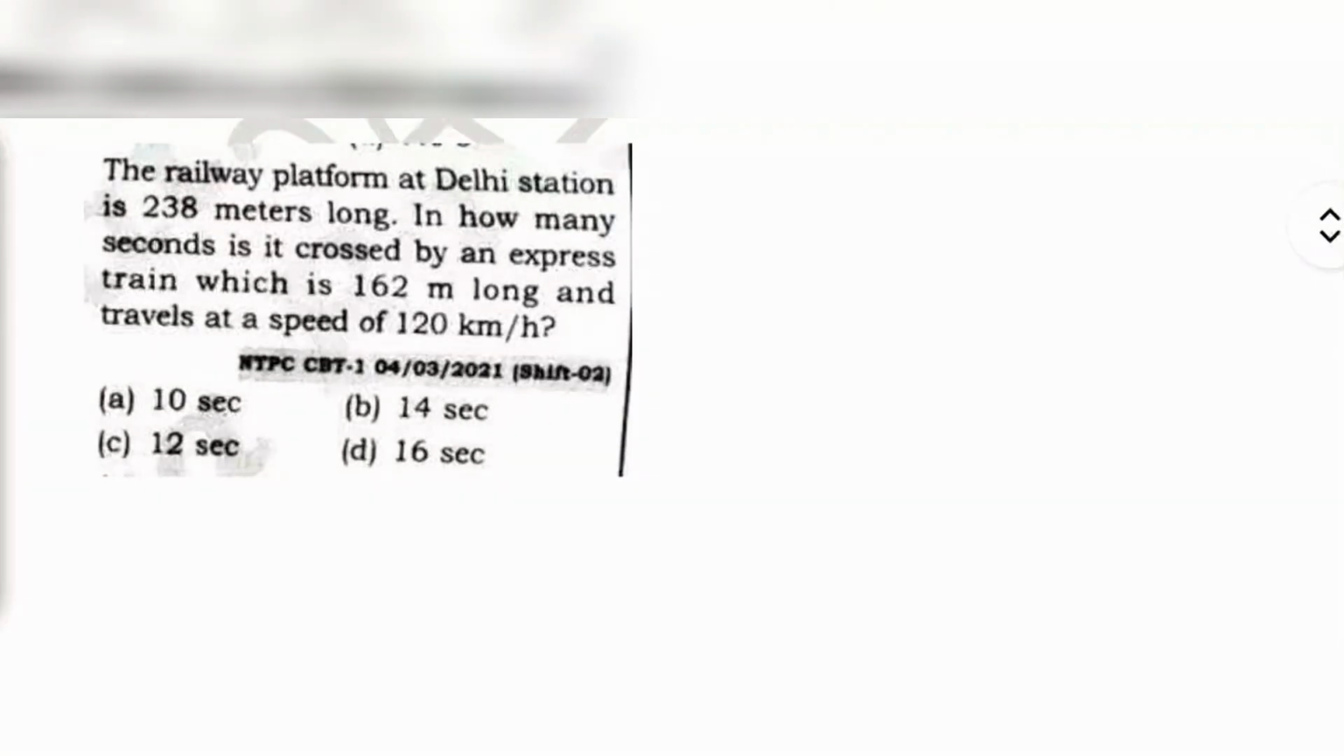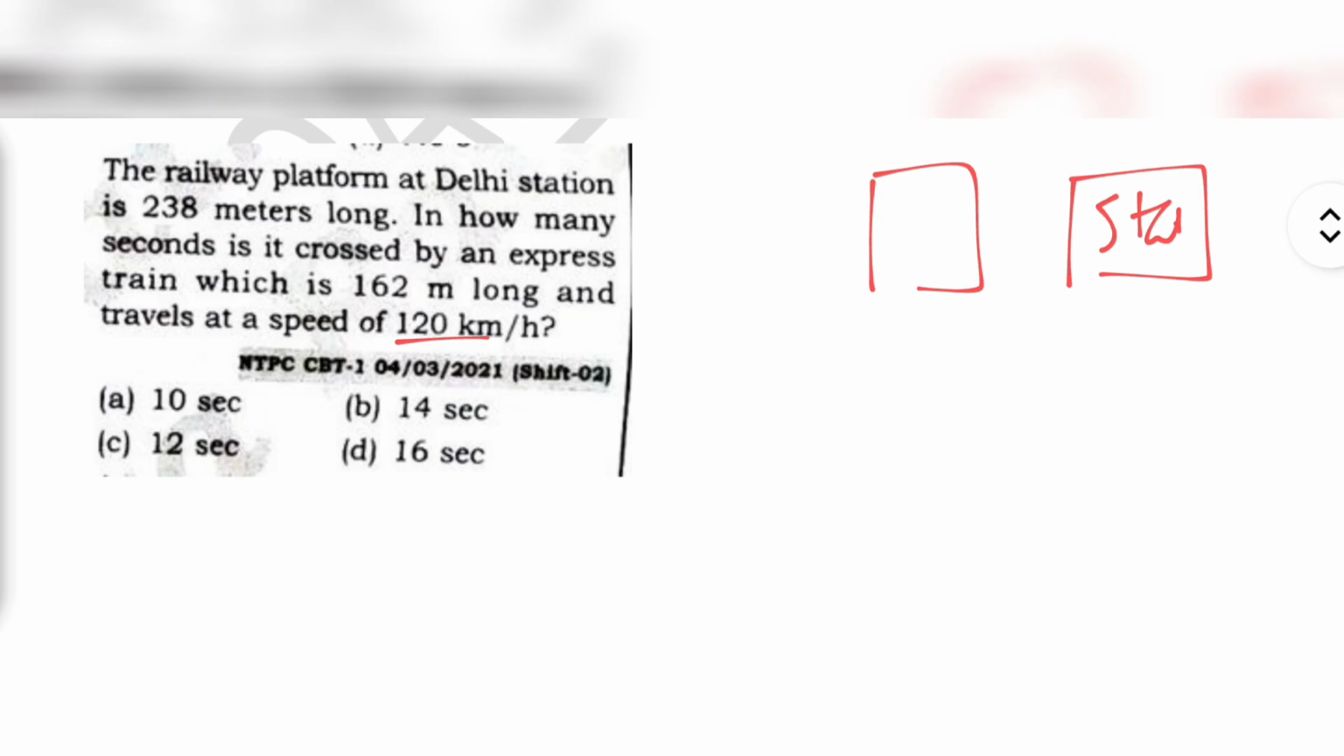The railway platform at Delhi station is 238 meters long. In how many seconds is it crossed by an express train which is 162 meters long and travels at a speed of this? Here is your station, and the train comes from here. The length of the train is 162. The length of the station is 238. That means this train will cross the station. And as I told you just now, when a train crosses a platform, a bridge, or another train, the length will get added.